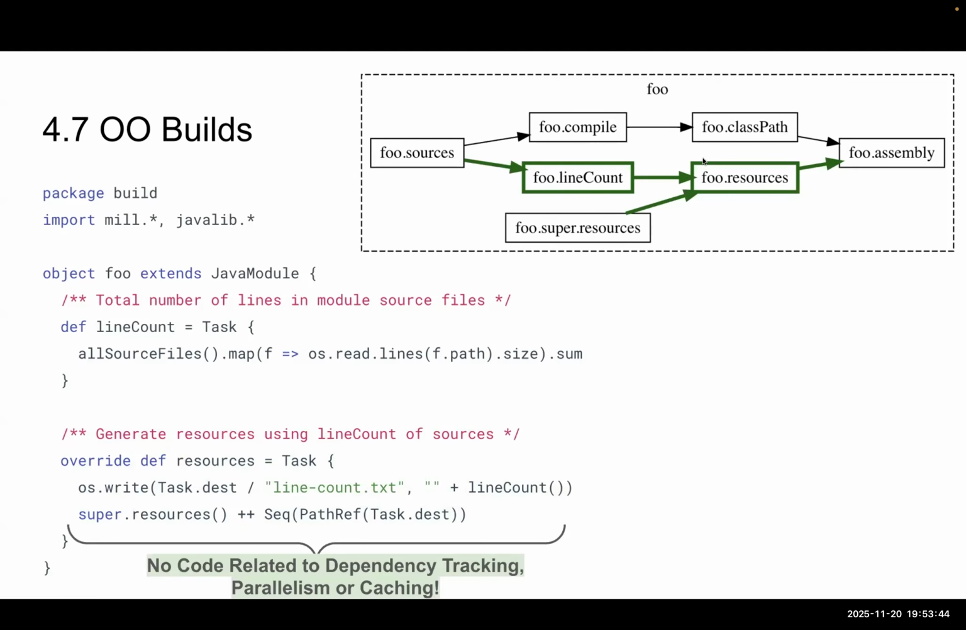And what's interesting here, I think, is that there's no code here related to dependency tracking, parallelism, or caching at all. So what you don't see is depends-on-input-file or output file registration statements. You don't see threads or locks or semaphores or mutexes. You don't see cache key computations, cache invalidation, cache reads and cache writes. All of that's handled for you more or less behind the scenes. And so from the user perspective, you just write a very boring object-oriented program, and Mill handles all the rest of the stuff for you.